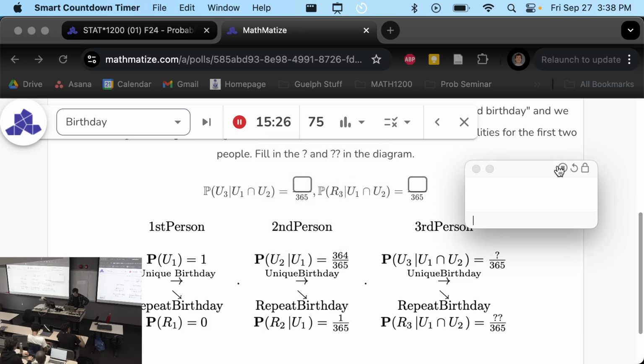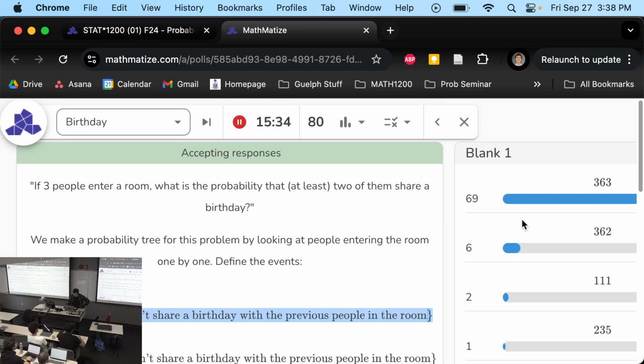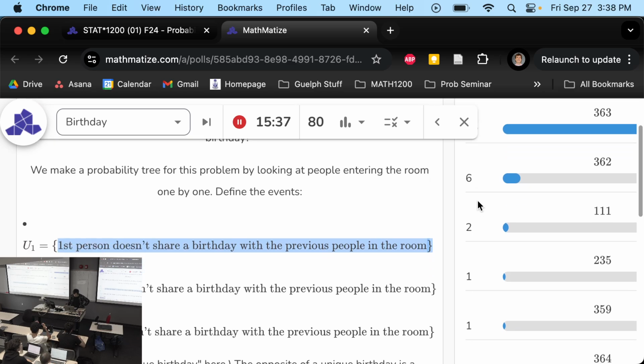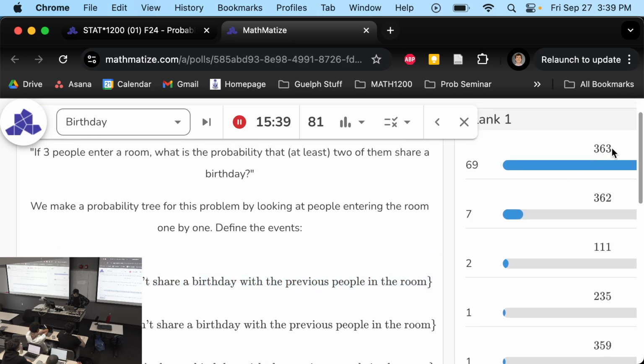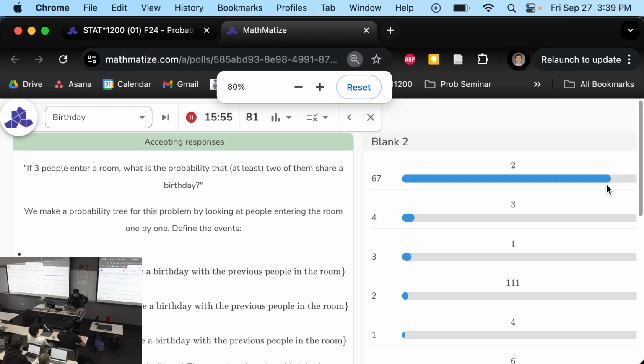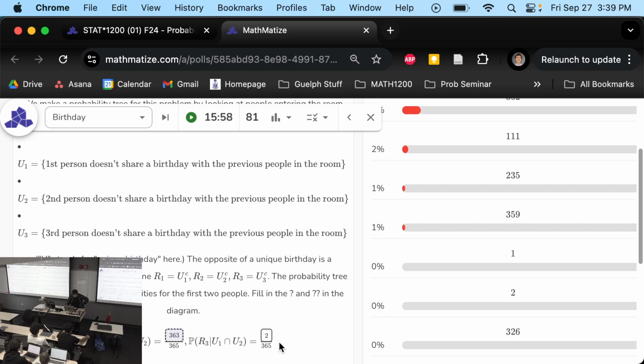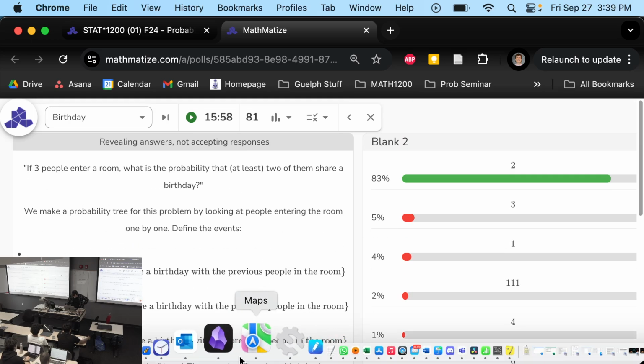Okay, so time's up. Let's see what people entered. All right, so what's the probability they have a unique birthday? Almost 70 people out of 80 said 363. That's most people, 70 people. Okay, wonderful. I guess if you said 363 ways for it to come out one way, then the opposite of 363 should be the number 2. 2 was the most common. And both of those are correct. So I think lots of people got that right. 363 one way, 2 the other way. That is the right answer.